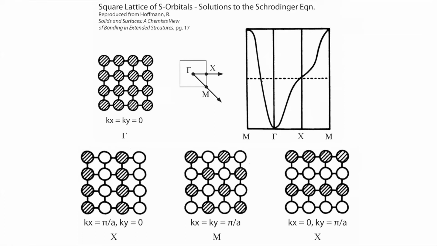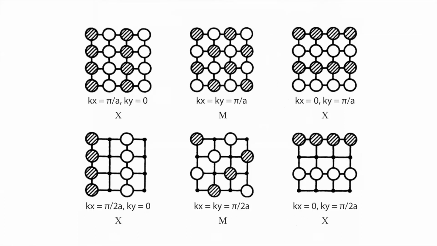So it's intermediate, okay? So most bonding, most anti-bonding, intermediate. You go look at your plot here and you see the most bonding, the intermediate one, and the most anti-bonding ones. All right, so let's take a look at one more solution here. So we just did the X, M, and X solutions.